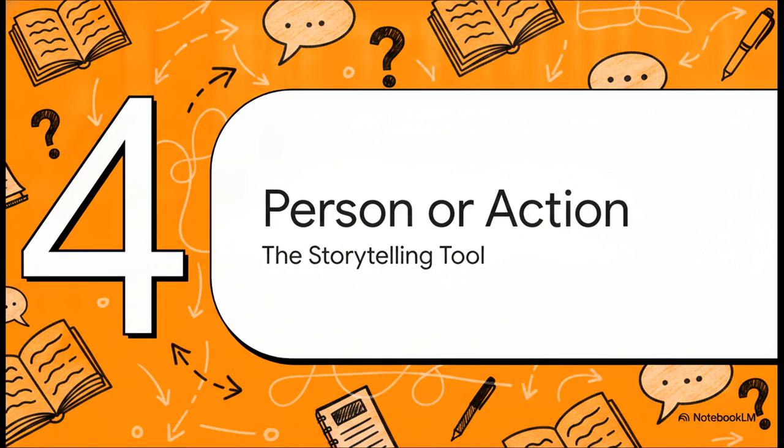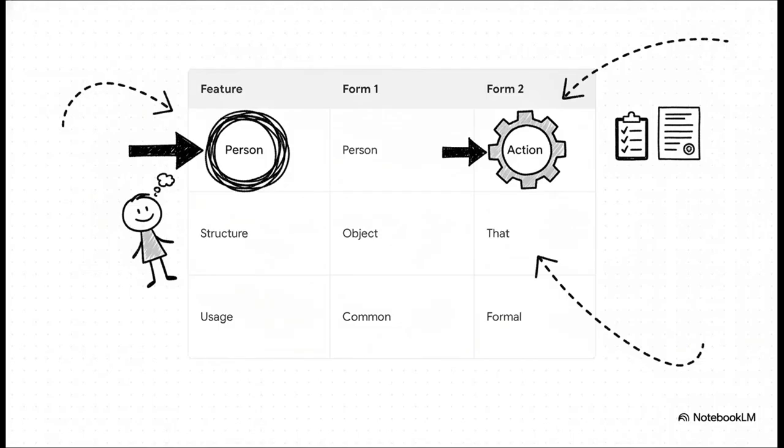All right, part 4. Choosing person or action, the storytelling tool. So what's really interesting here is that we have two perfectly correct grammatical forms. Why would a writer or a speaker or a business professional choose one form over the other? Well, because grammar is fundamentally a storytelling tool. Let's break down your strategic choices.